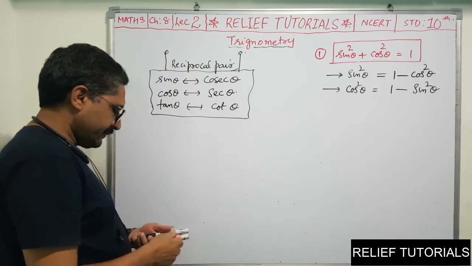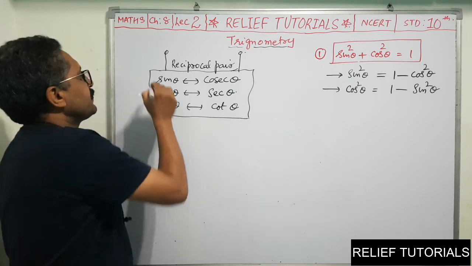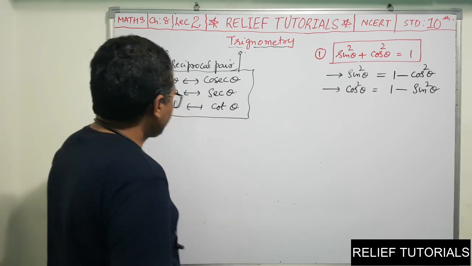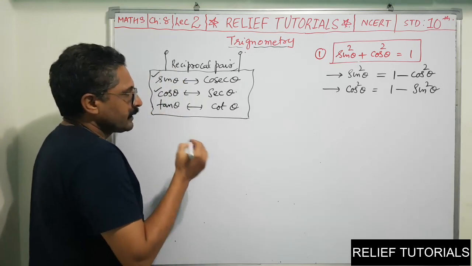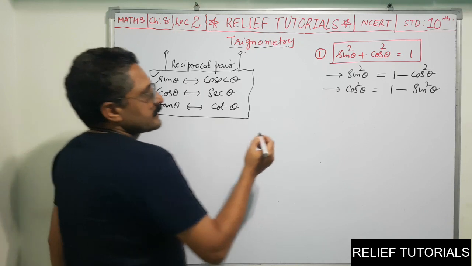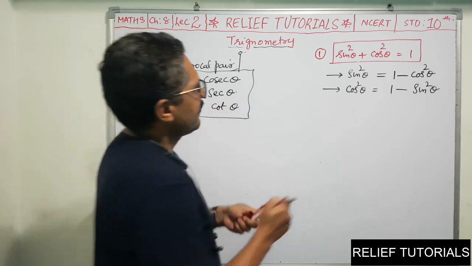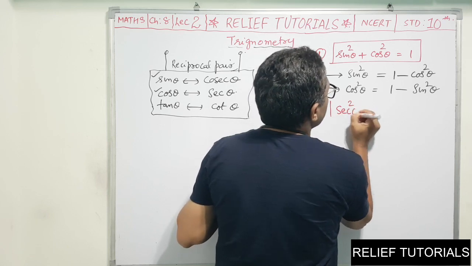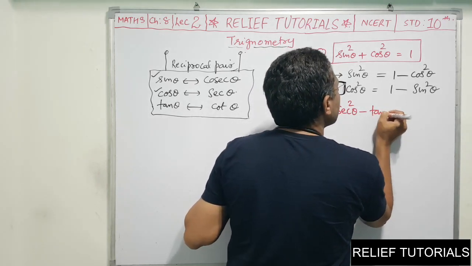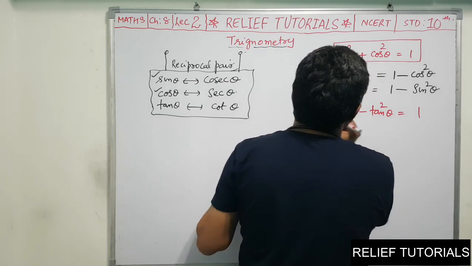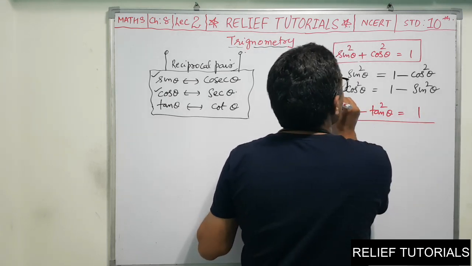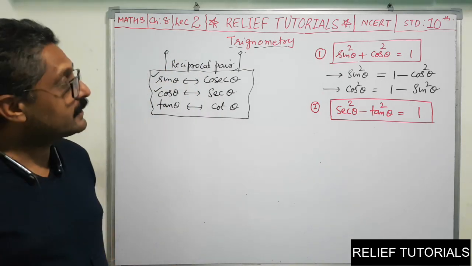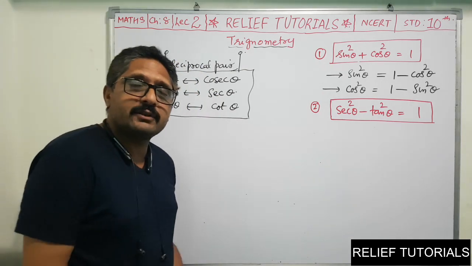Now second identity. See, we have taken two ratios, sin and cos. Here 4 ratios are remaining. Now one identity we have that I am going to prove now. See, second identity is sec square theta minus tan square theta is equals to 1. This is second important identity. Question arises, how we got this sec square theta minus tan square theta equal to 1.